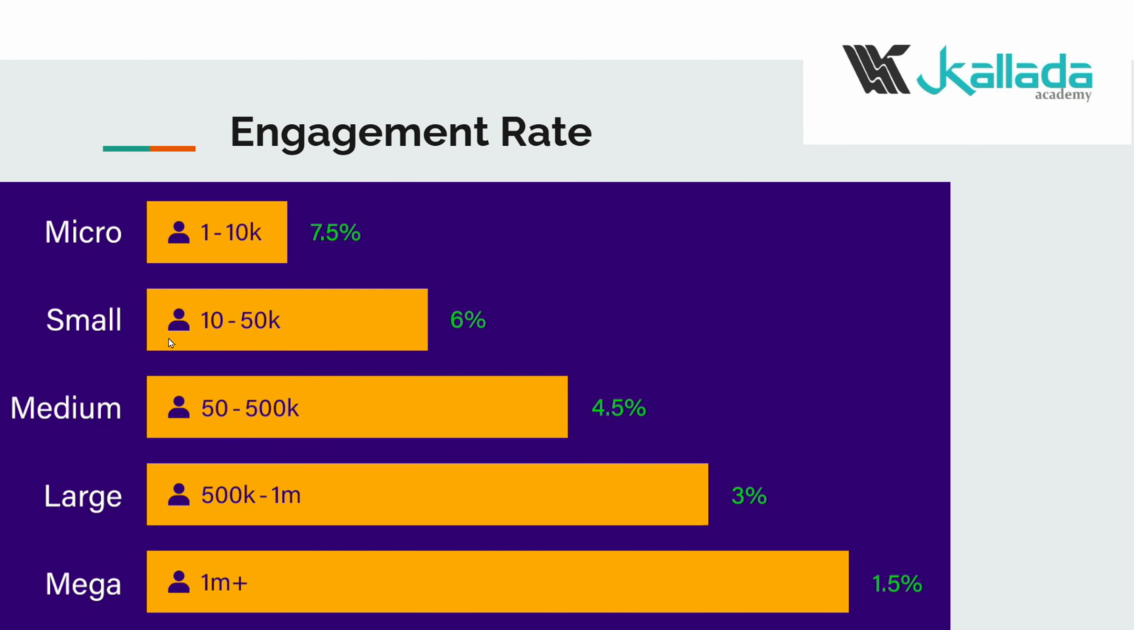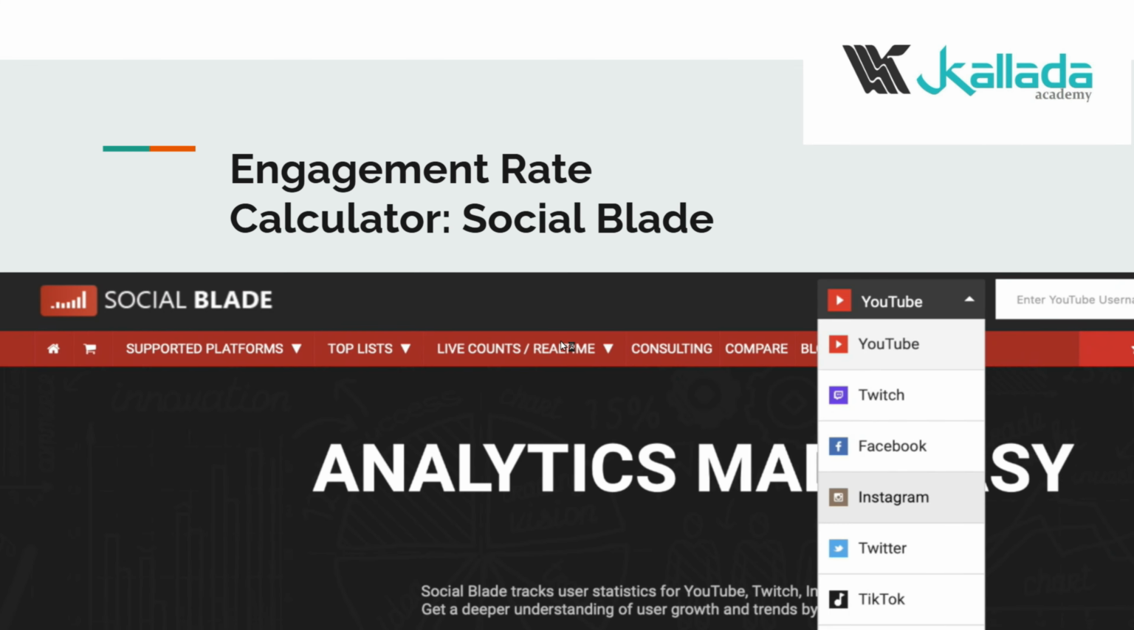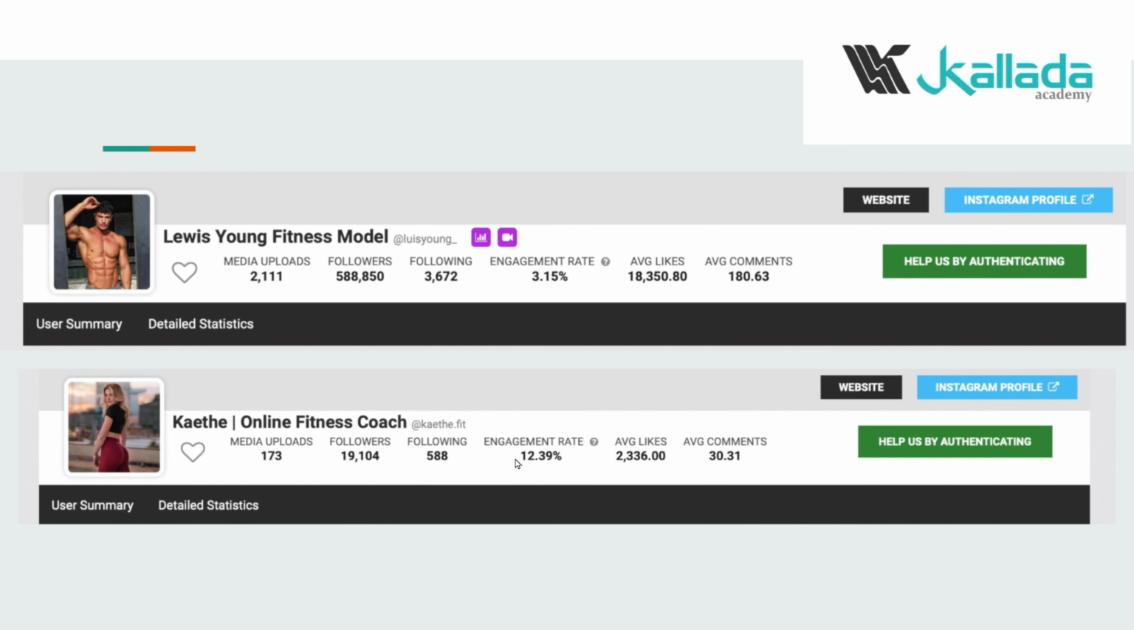If I'm choosing a small or a medium influencer, or rather in fact the small influencers, I'll be able to have a higher engagement rate than with any mega or large influencer. This is very much evident with the numbers that you can see, right?